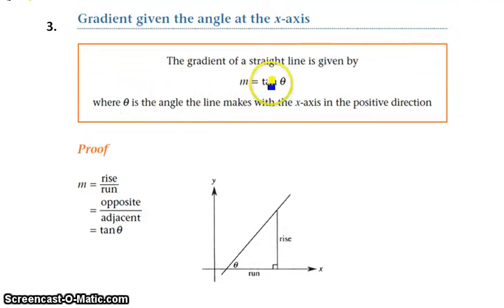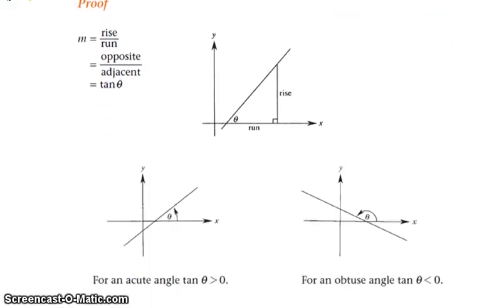Okay, so to get the gradient of a straight line, we can use something special in trigonometry. Tan theta is the same as the gradient only when theta is the angle the line makes with the x-axis in the positive direction. That is really important. Okay, so here's some diagrams. So positive direction with the x-axis every time, and opposite over adjacent is the ratio for tan.